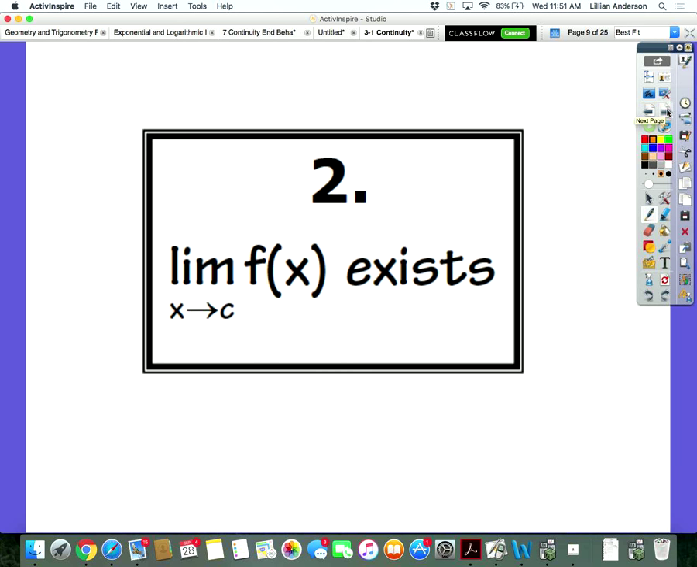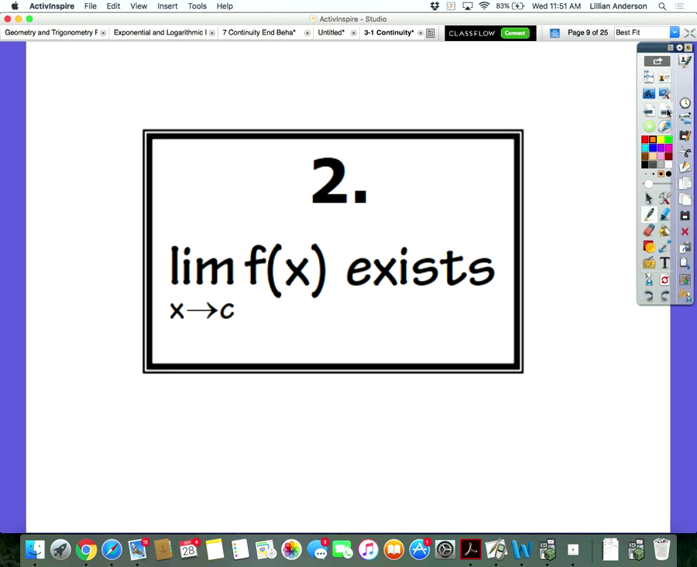The limit as x approaches c of f of x exists. That's the second criterion for a function to be continuous. Now here's that concept of a limit. I talked about it before we went forward in the very first slide.